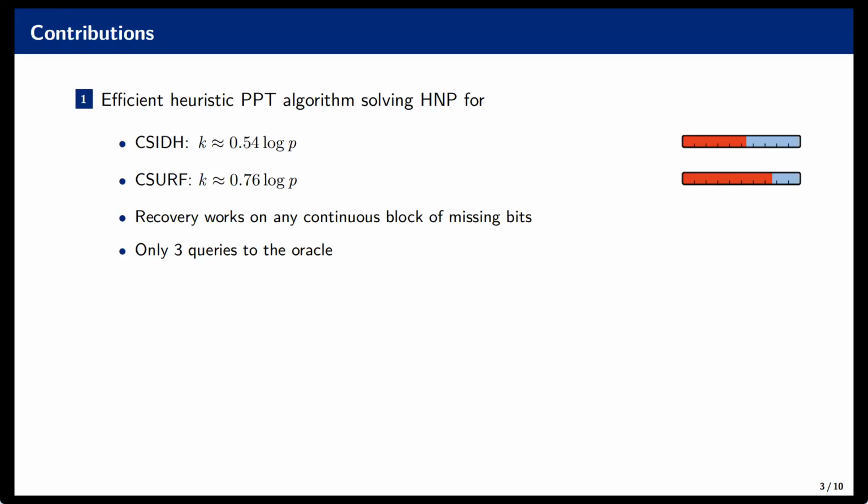So our first contribution was that we solved the hidden number problem for CSIDH, where in the CSIDH case, we need an oracle revealing 54% of the bits, and then we can recover the remaining 46%. So in this picture here, the red part is the one that we get from the oracle, and the blue part is the one that we recover. And in CSURF, interestingly, although they are very related, we need less, and we can only recover partially. So the recovery is only partial, and I will explain what that is.